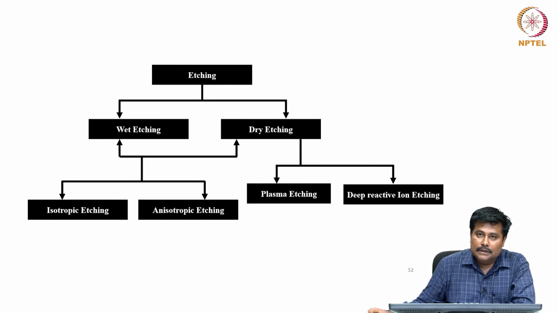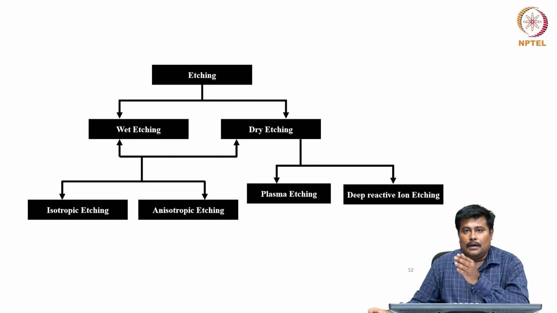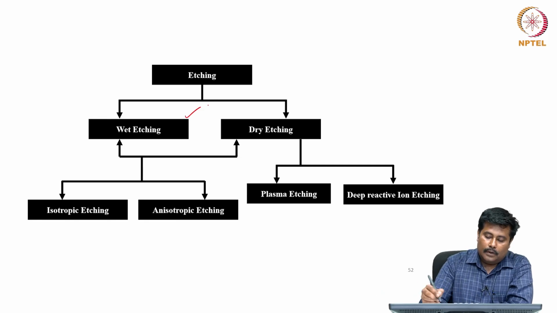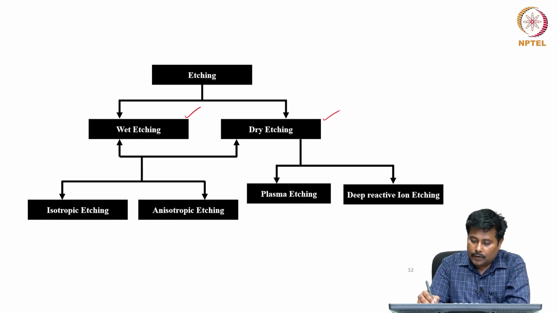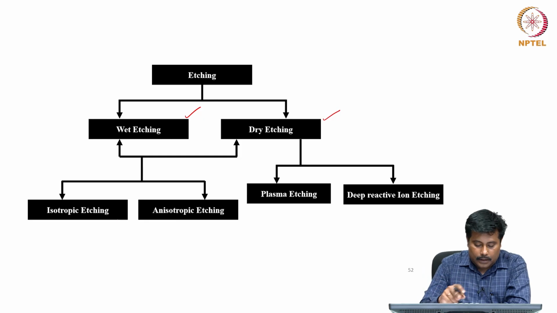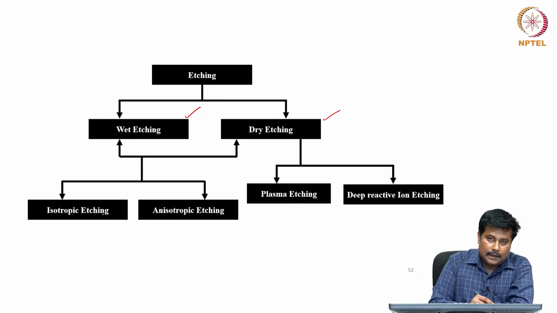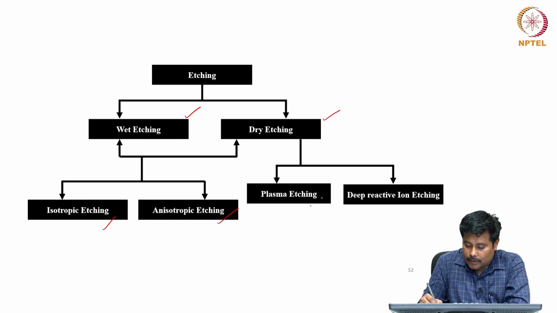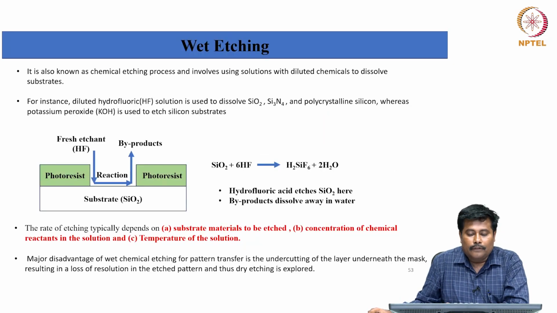Now as far as the etching process is concerned, the etching process is classified into two. One we call a wet etching process, and the other we call a dry etching process. In the case of wet etching process or dry etching process, we can classify it as isotropic etching and anisotropic etching. However, in the case of a dry etching process, we have plasma etching or deep reactive ion etching. Let us discuss in detail about the different types of etching.